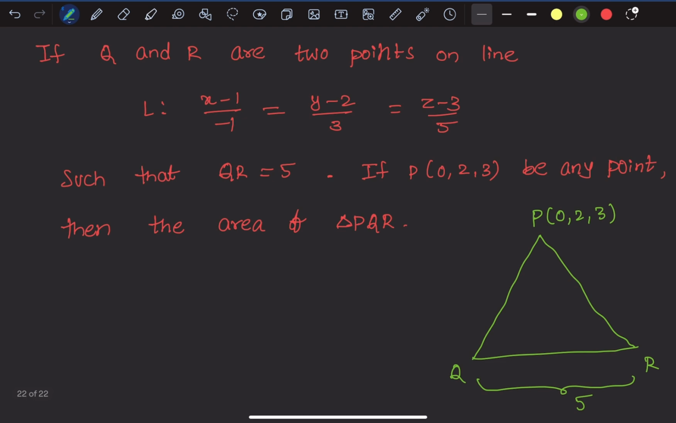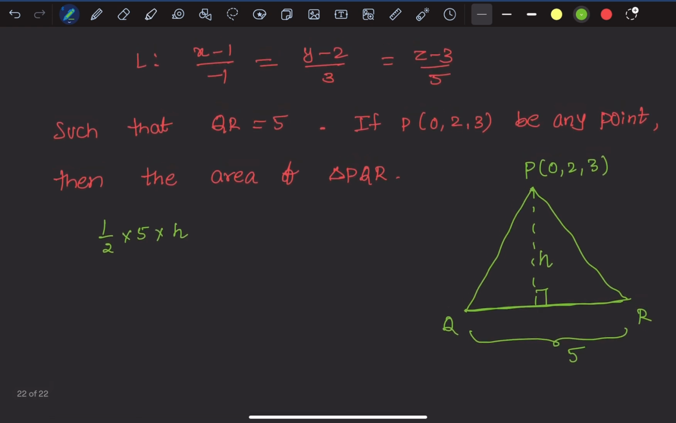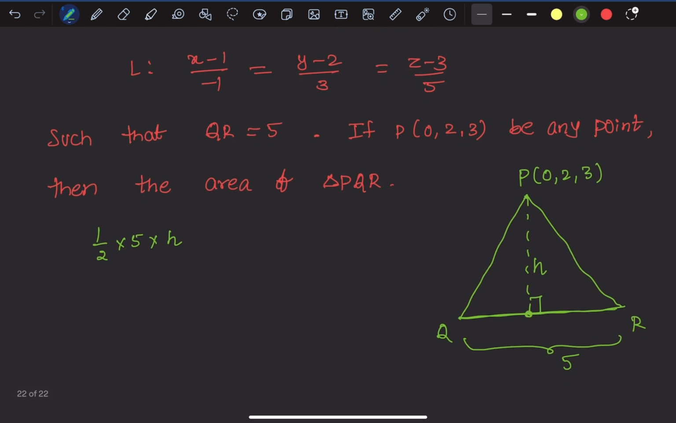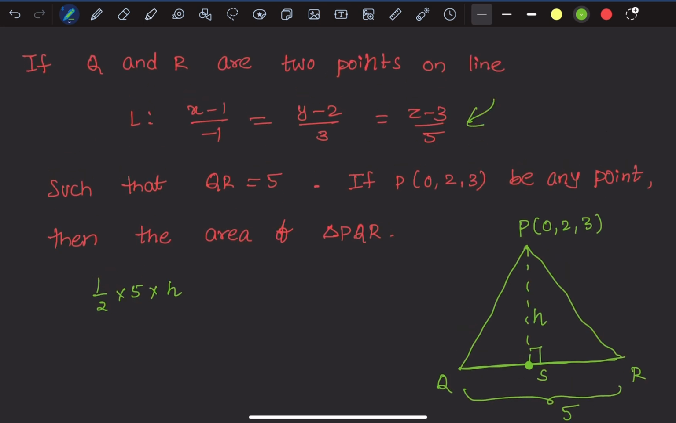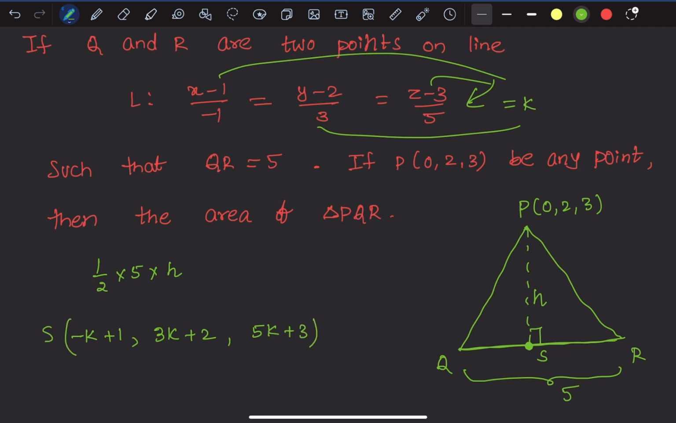Alright, and now we have to find the area of this triangle. So to find the area of this triangle, the base is given. If we are able to somehow find out the height, we can use the formula half into base, which is 5, into height, to find the area of the triangle. Alright, so now let us assume this point is S. So S lies on the line L. So let this be equal to K. So S can be written as minus K plus 1, 3K plus 2, and 5K plus 3, equating x, y and z to K. So these are the coordinates of S.